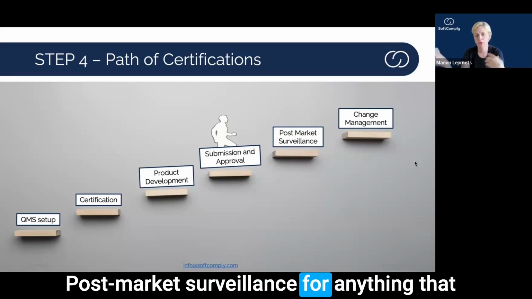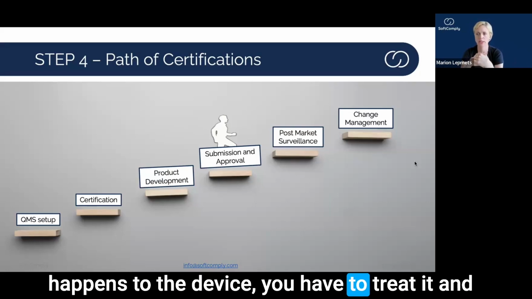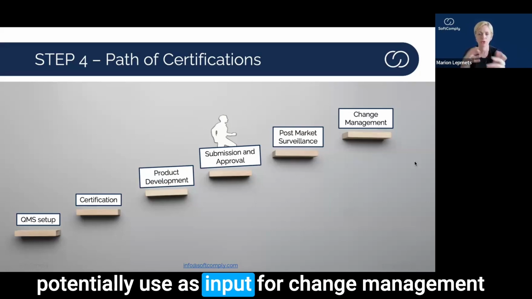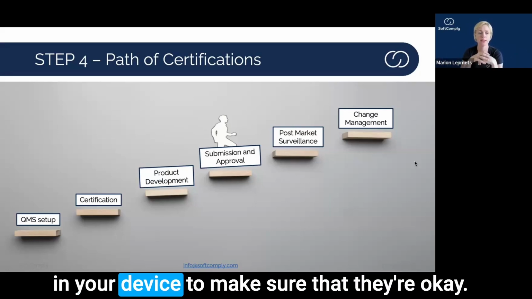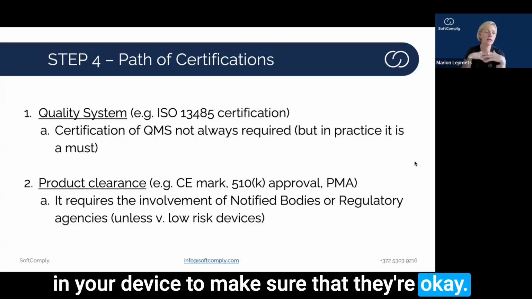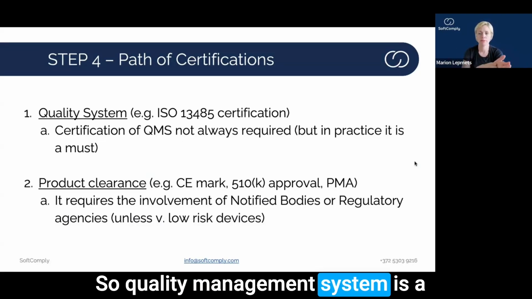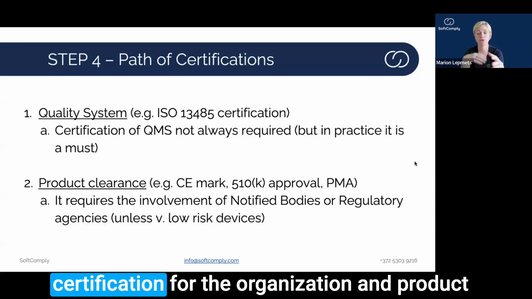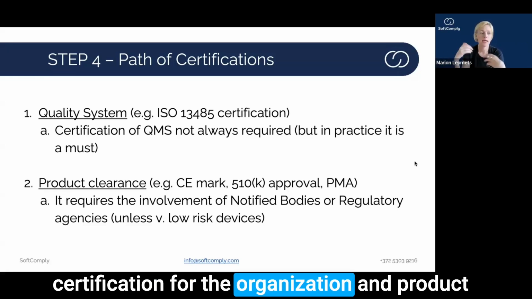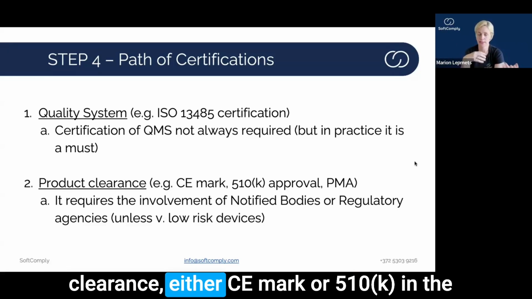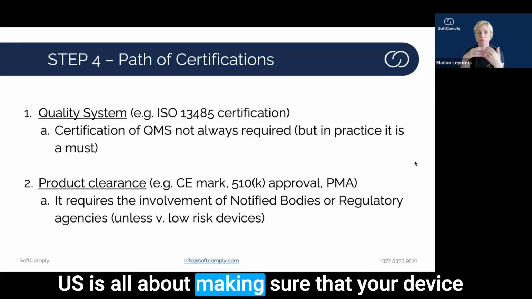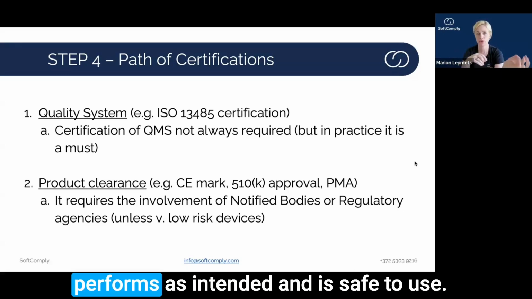Post-market surveillance: anything that happens to the device, you have to treat it and potentially use as input for change management in your device to make sure that they're okay. So quality management system is a certification for the organization. And product clearance, either CE mark or 510(k) in the US, is all about making sure that your device performs as intended and is safe to use.